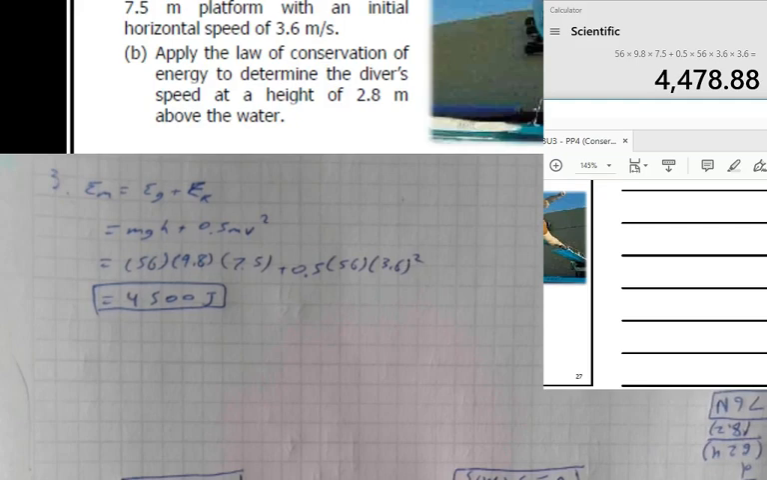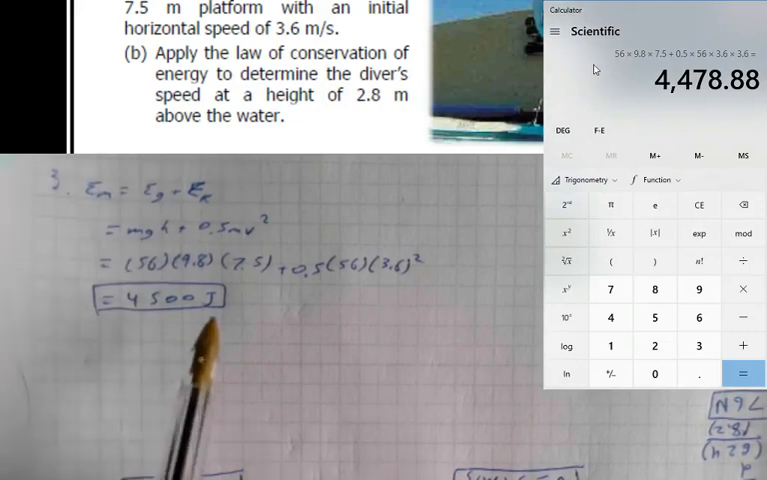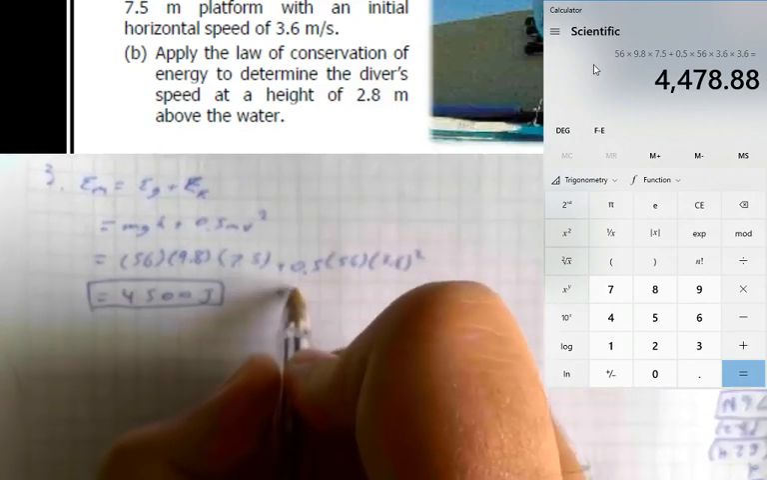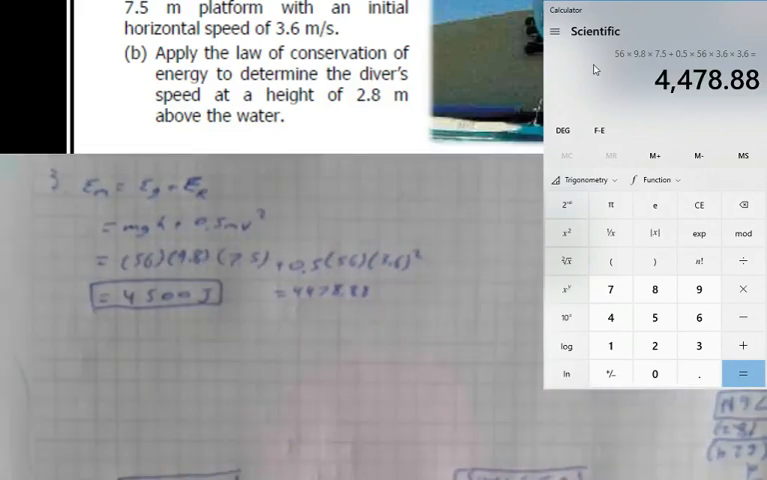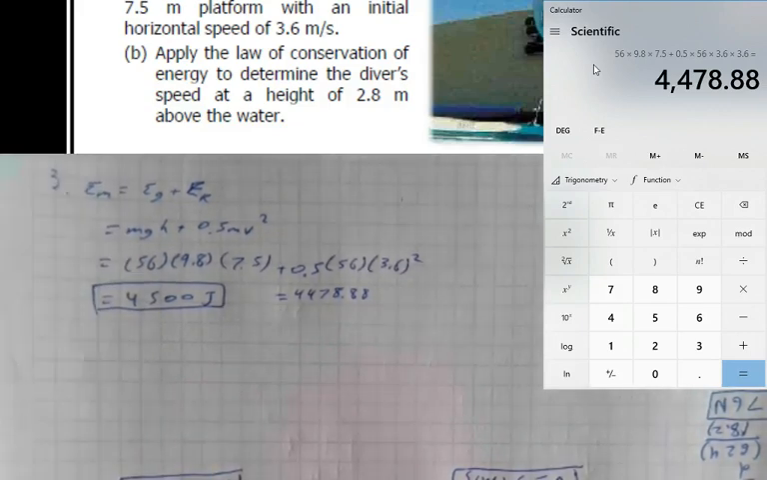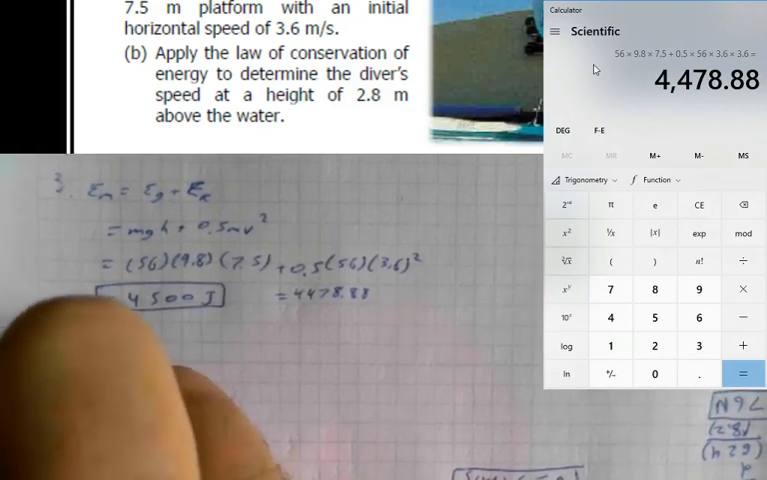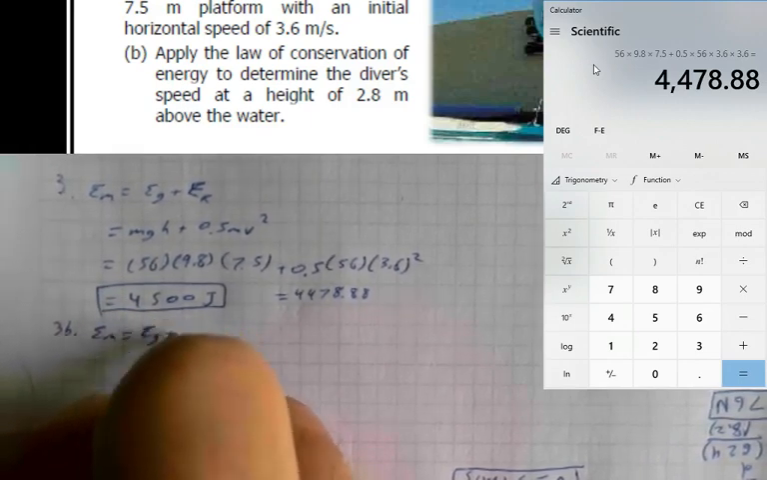Next part of this question says, apply the law of conservation of energy to determine the diver's speed when they're 2.8 meters above the water. Well, we'll have to use this value, and I'm going to write down here the exact. So in this case, to find out their velocity, we know that in 3b, their EM equals Eg plus Ek again.